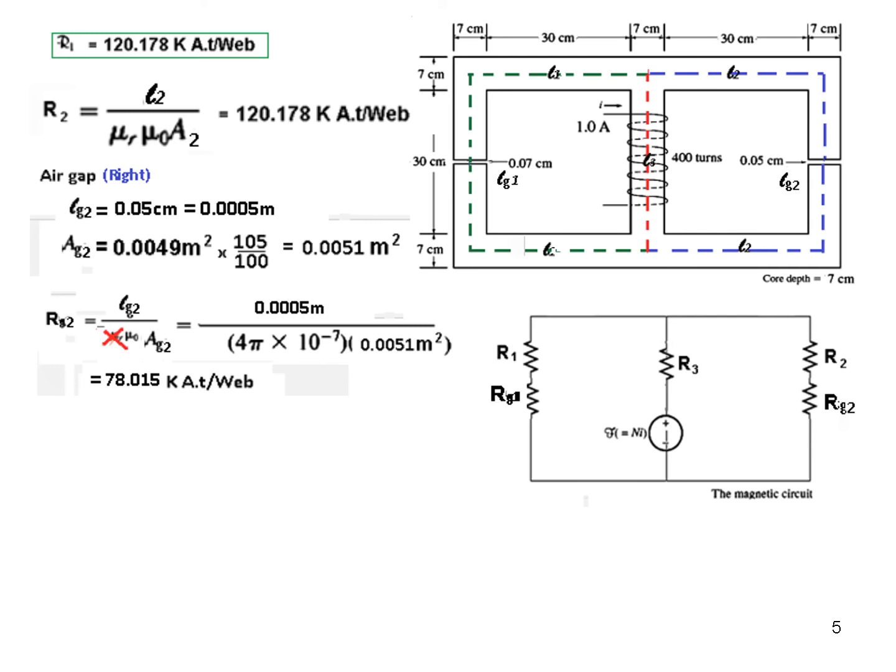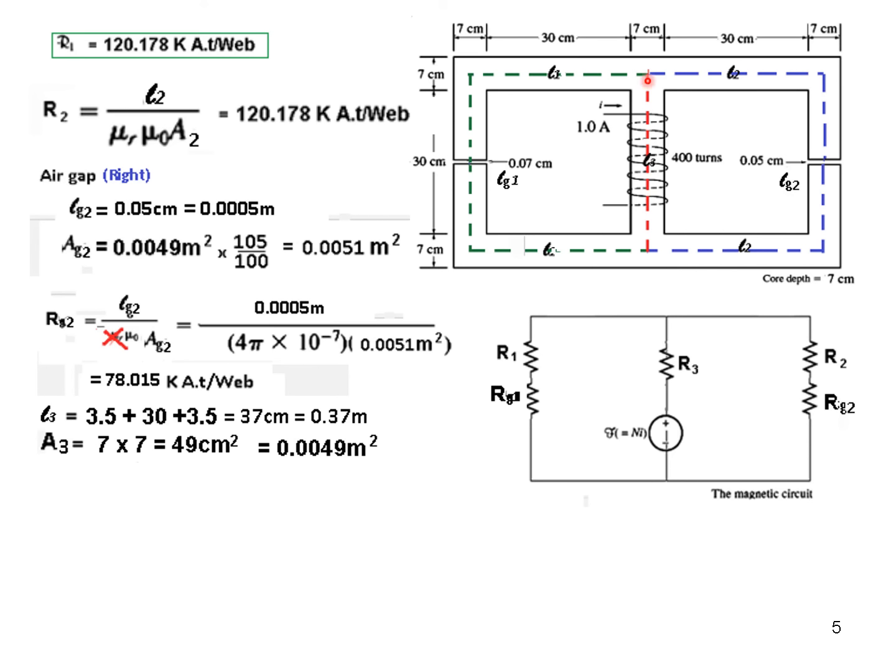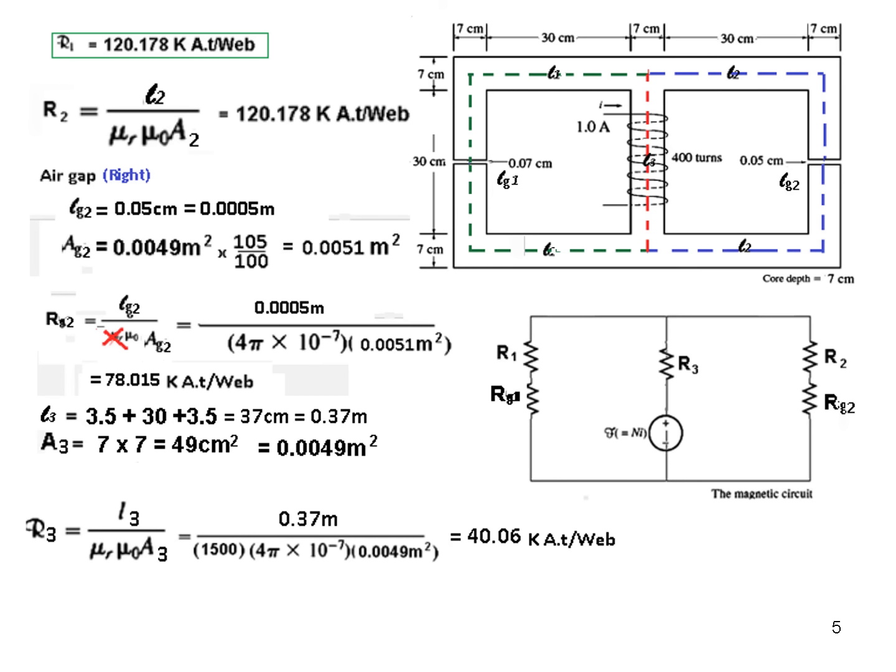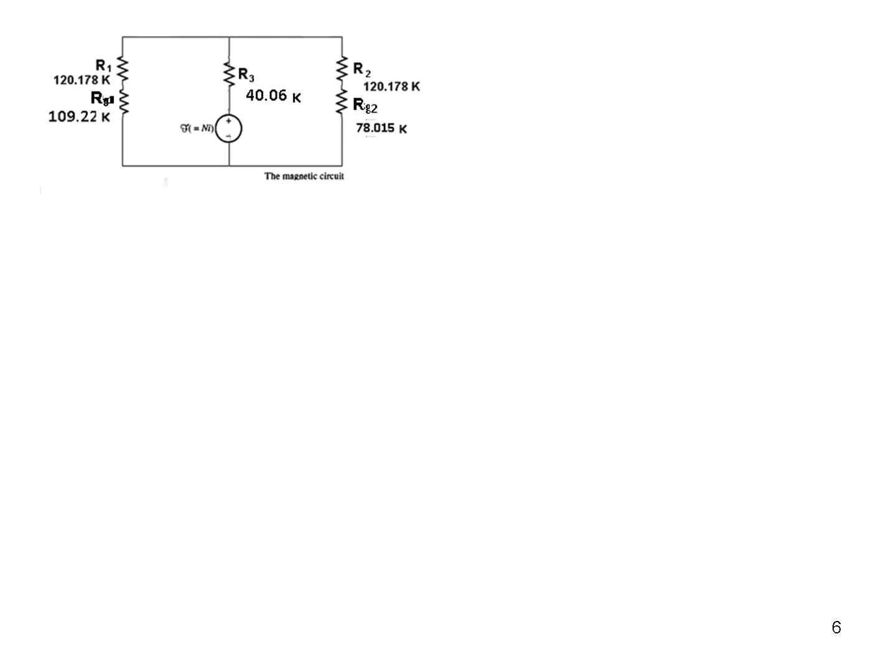And now what is left is R3, the middle one. The middle one's length is again the same as we have here: 3.5, 30 and 3.5, so 37 centimeters, 0.37 meter. The area is the same as we calculated for the other arms. And so R3, putting in the formula, this is R3. So now we have found all the 5 reluctances, just shown here.